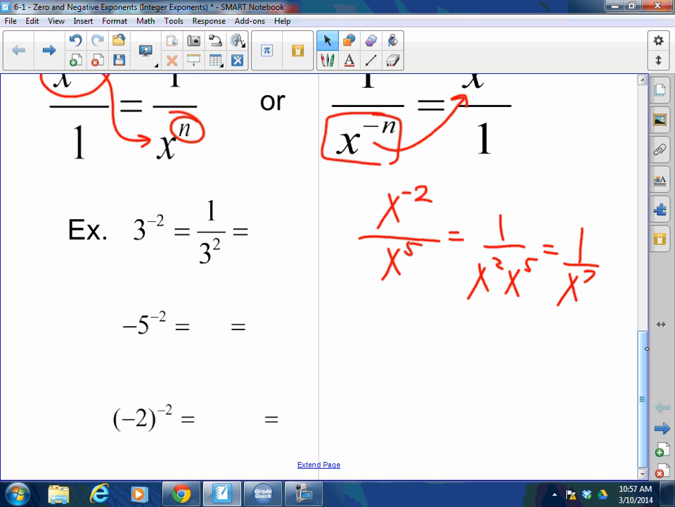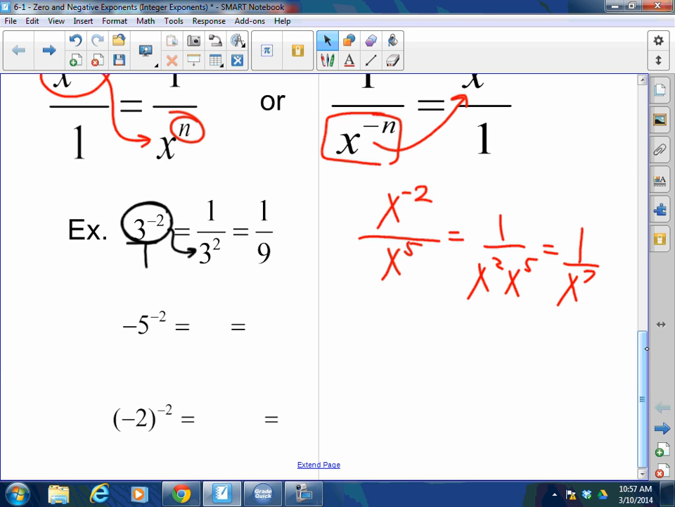If I have something like this, 3 to the negative 2 power, that's going to equal 1 over 3 squared. Why, Mr. Morrow? Because this is in the numerator, and for me to make this positive, I got to bring it down to the denominator. So 3 to the negative 2 equals 1 over 3 to the positive 2, which equals 1/9. That makes sense, boys?